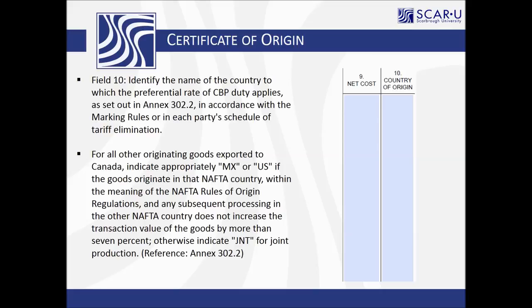If there is joint production in one of the NAFTA countries, you actually use JT for joint production. So if you buy something in Mexico, you get it, you put value into it here, and maybe you sell it back to Mexico, or then you sell it to Canada, joint would probably be, or could potentially be, where that falls in.